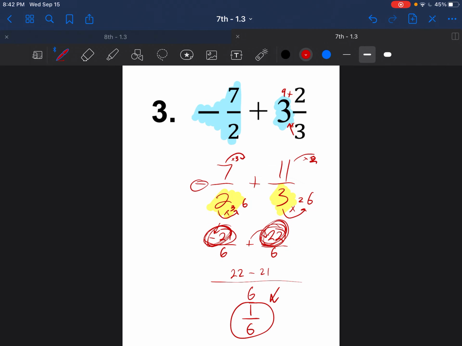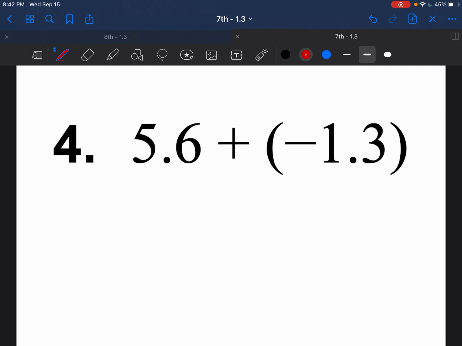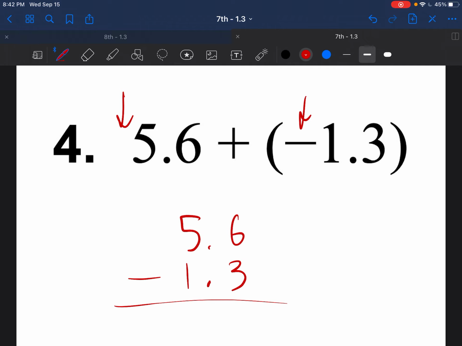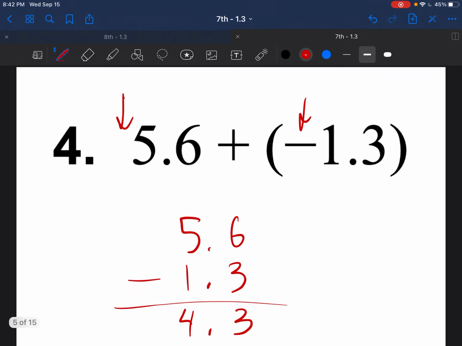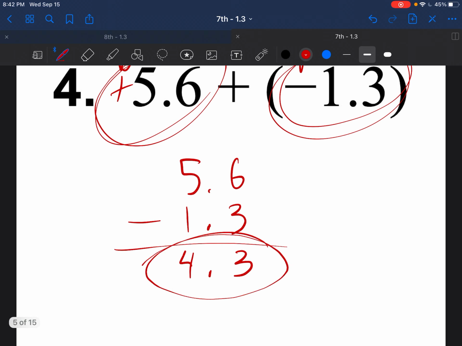All right, let's move on to question number 4. Here we go. So do we have same sign or different sign? They are different sign, which means we need to subtract. So 5.6 minus 1.3. 6 minus 3 is 3. 5 minus 1 is 4. So is 1.3 a bigger number or is 5.6 a bigger number, right? Because that's positive. Well, the positive one is, so that means the answer for this problem is 4.3. Good job. Let's move on to the next one.